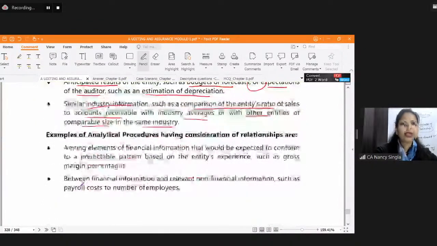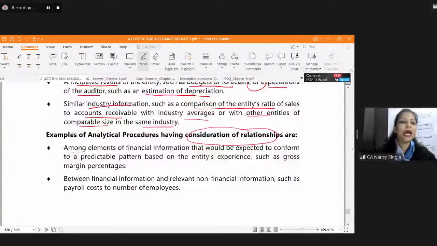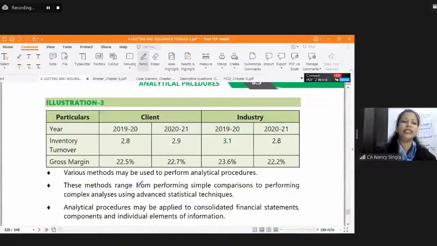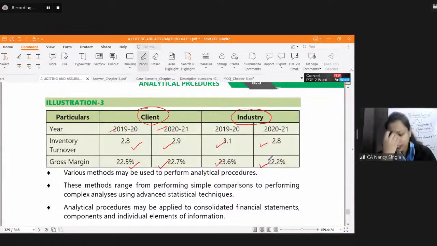Clear? Then what is meant by relationship? Consideration of relationship among elements of financial information. For example, your gross margin rates, your GP ratios. And the other is among relevant financial and non-financial information. For example, the number of employees, and we took the example of number of flats occupied or shops occupied. So this is a very simple illustration. It says that the client has in 2019-20 and 2020-21 an inventory turnover ratio as this, and GP ratios as this. And the auditor took the data from the industry, and found that in a similar industry, though the companies are different players, the average inventory turnover is 3.1 and 2.8, and GP ratios 23.6 and 22.2. This is just for analyzing.